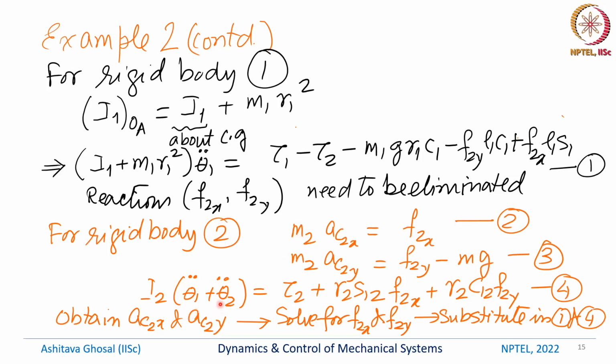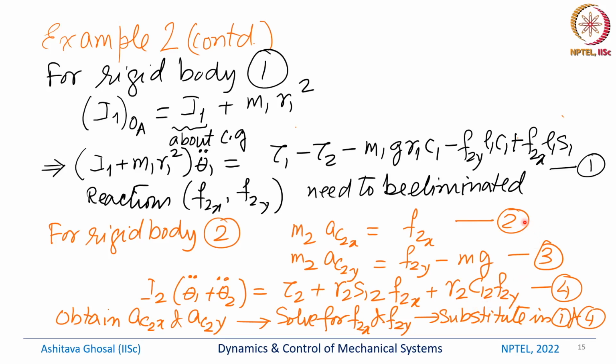And we also have the Euler's equation for the second link, which is I2 into theta 1 double dot plus theta 2 double dot. Remember, theta 2 is relative to theta 1. So the angular velocity and the acceleration will be theta 1 dot plus theta 2 dot and theta 1 double dot plus theta 2 double dot respectively. That will be equal to tau 2, which is the torque acting, and the moment arms, which are R2 S1 2 times F2x plus R2 C1 2 times F2y.